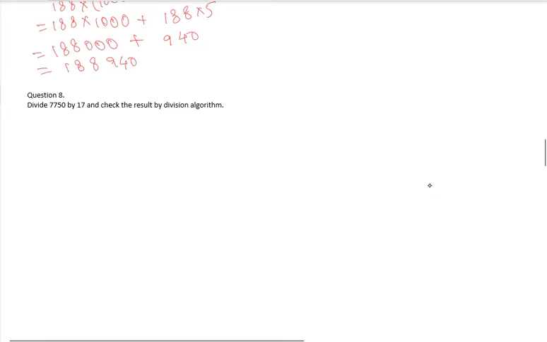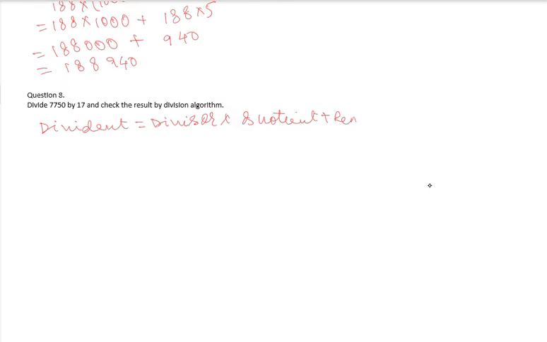The next question is number 8, that is division and then check the division algorithm. So what is division algorithm? Division algorithm says dividend is equal to divisor into quotient plus remainder. So first let's do the division to get the values.